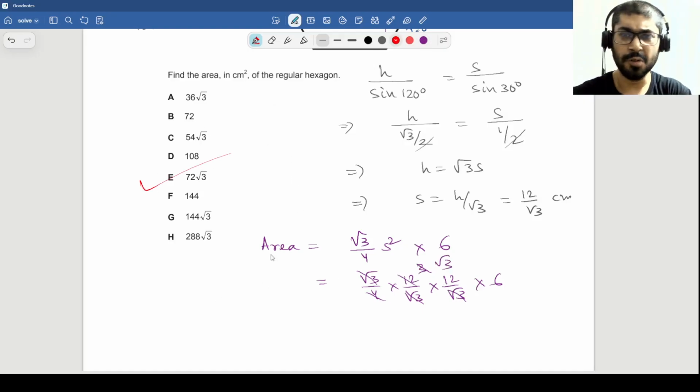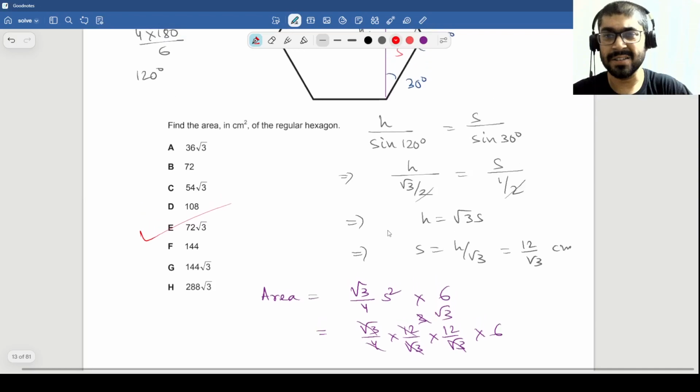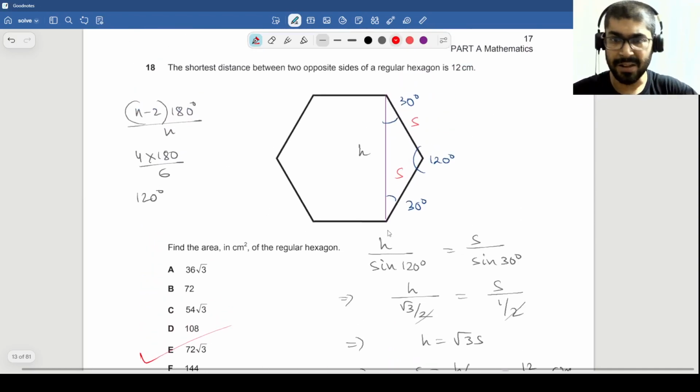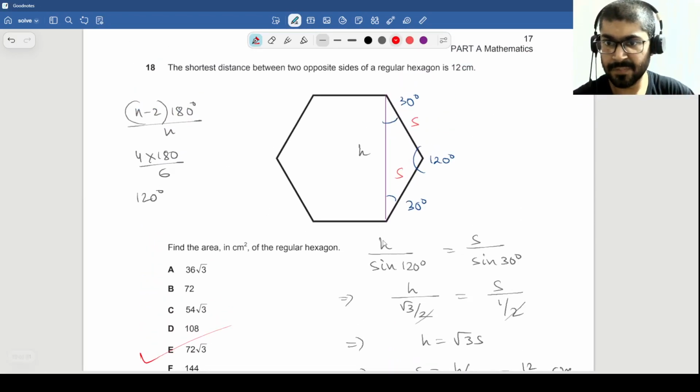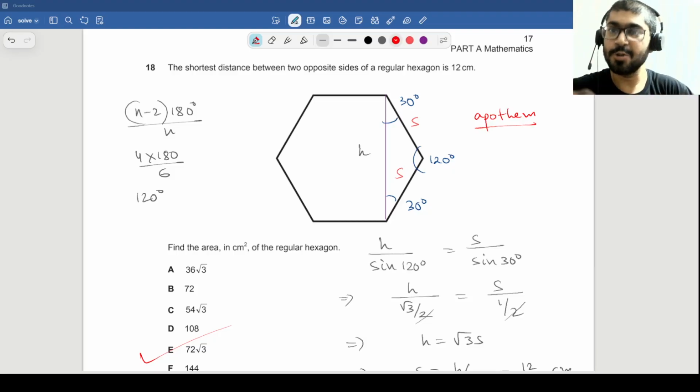Okay. So you can either remember this h is equal to root 3 s. By the way, this distance is known as the apothem. Alright. So you can search up this term. It describes this distance in the hexagon, and it has a fixed formula. Even if you do not know the fixed formula, I assume that you do not, so I derived it right here. Okay. Simple application of sine rule. You can do it as well.